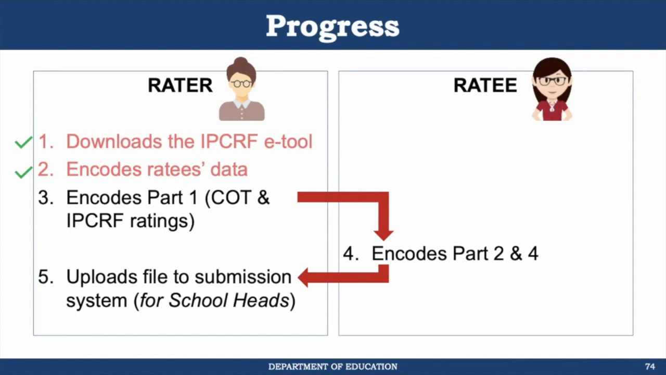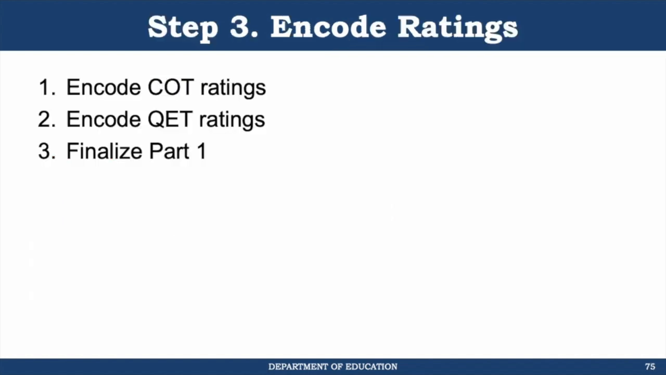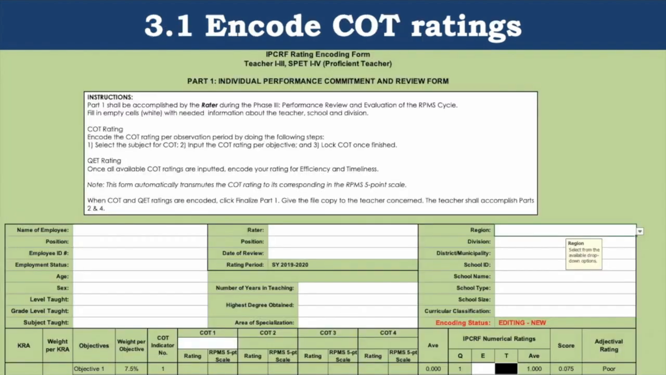We now have completed step 2. Let's proceed to the next step, encoding of part 1, the COT and IPCRF QET ratings. Here are the activities involved: COT ratings, QET ratings, and then finally finalizing part 1. So here, let's go back to the encoding tab and let's look at part 1.